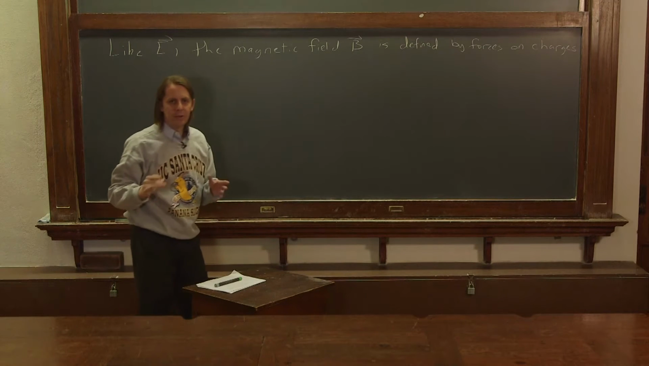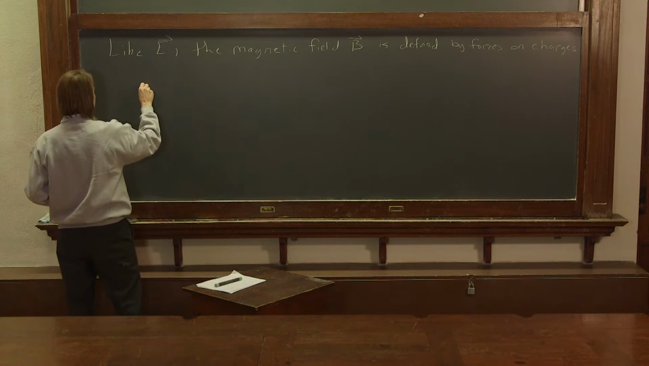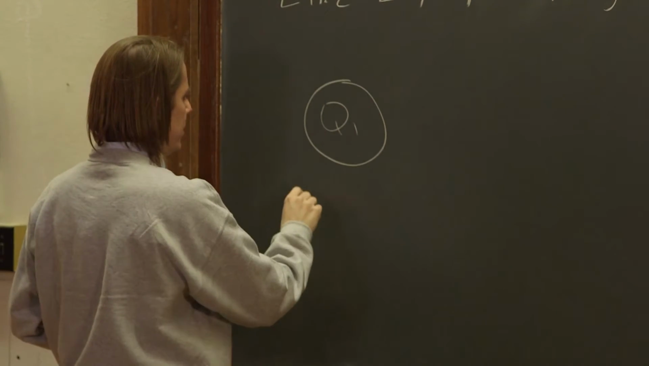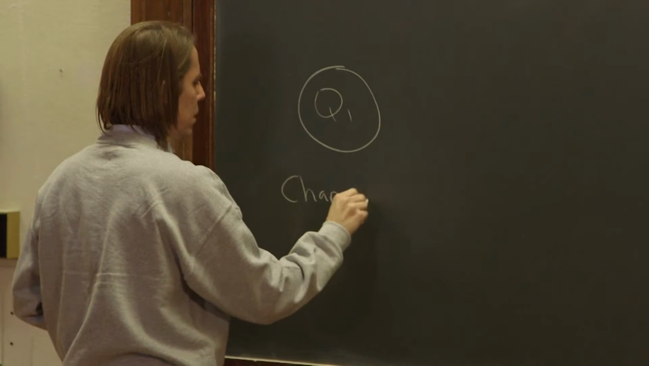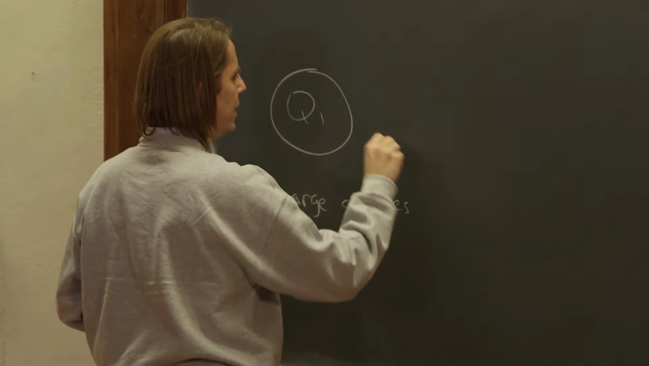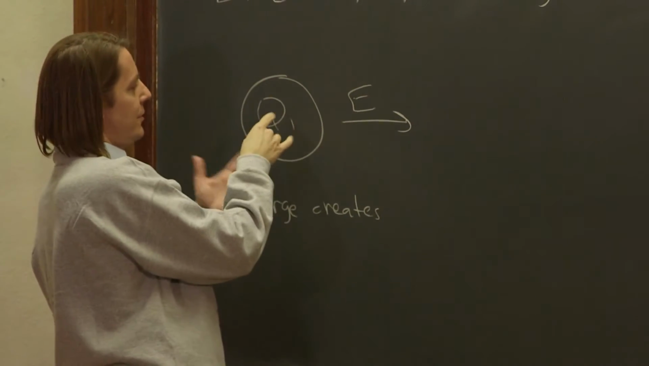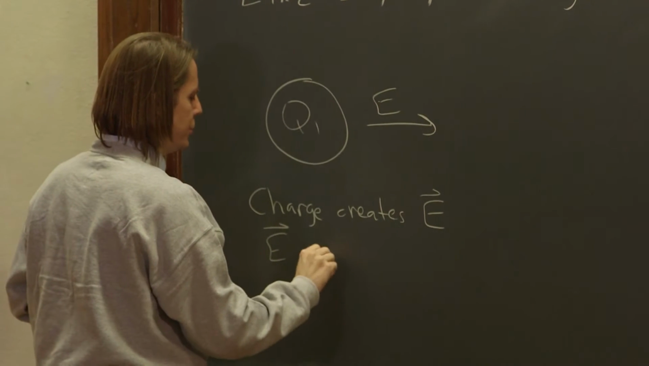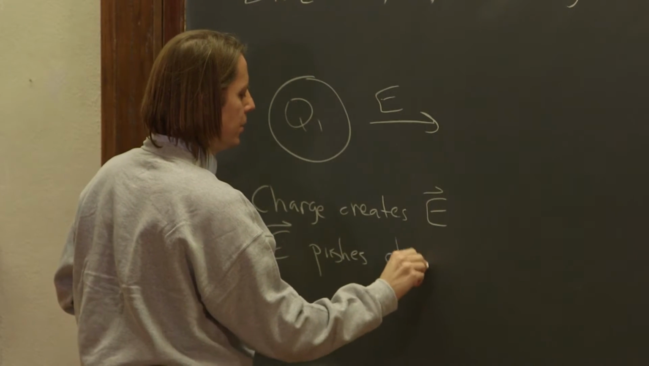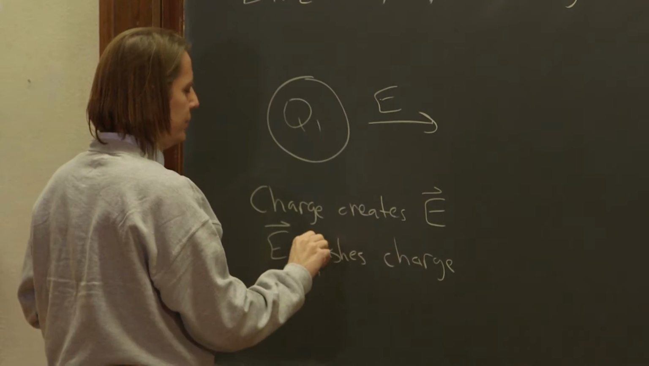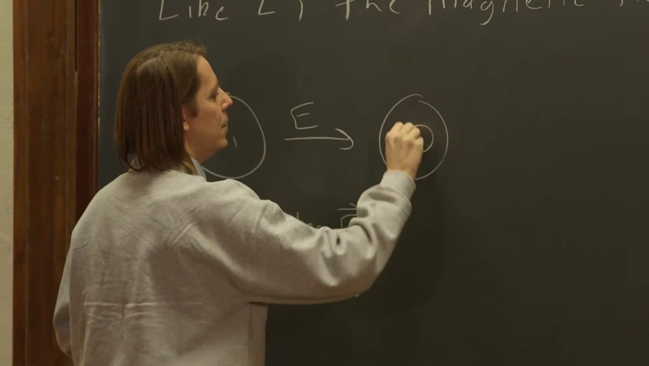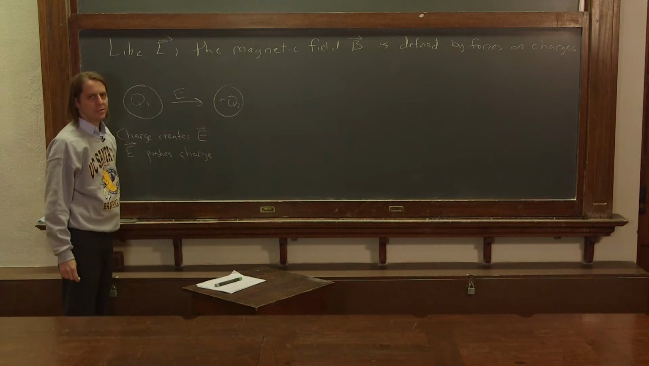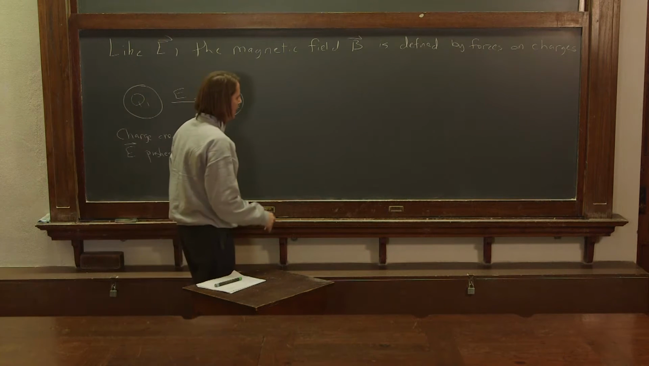So let's think back to the electric field. So what was the electric field? Well, we said we have a charge here, Q1. And charge creates an E field. If that charge is positive, it creates an E, and E pushes charge. Okay. So it's just this intermediary to describe the fact that this charge pushes on that charge. Charge creates an E field pushes on a charge. That was the simplest idea.